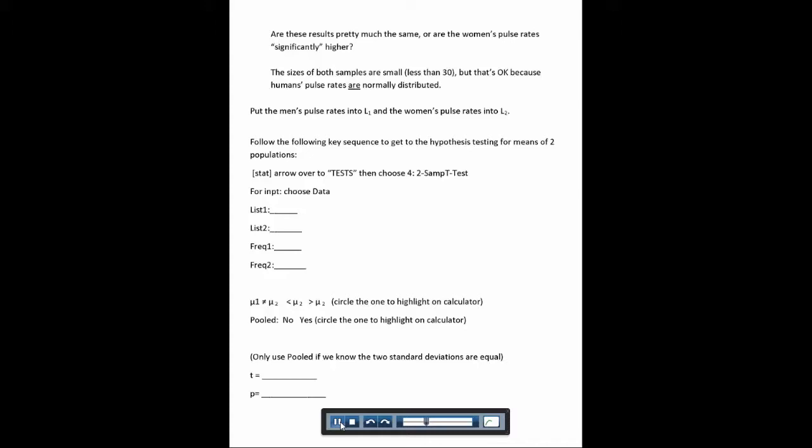Now to get to the hypothesis testing for two means, you're going to hit stat, go over to tests, and choose number 4, 2-sample t-test. We're going to put data in. In list 1, you should put L1, because population 1 is the men, and we put those in L1. And in list 2, you'll put L2. For frequency, you just want 1 and 1.